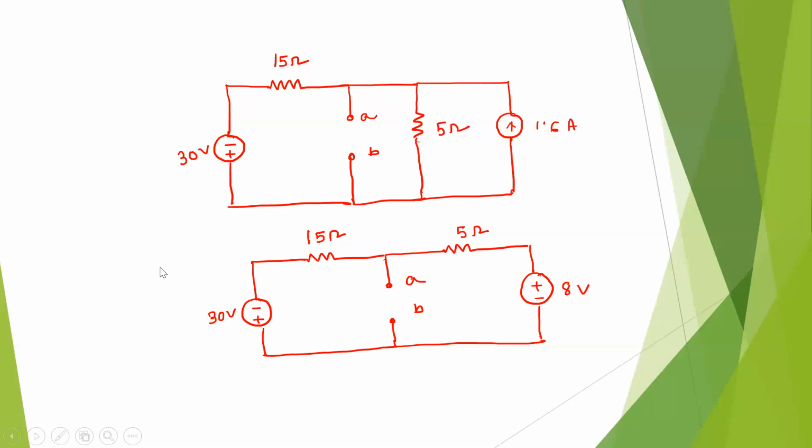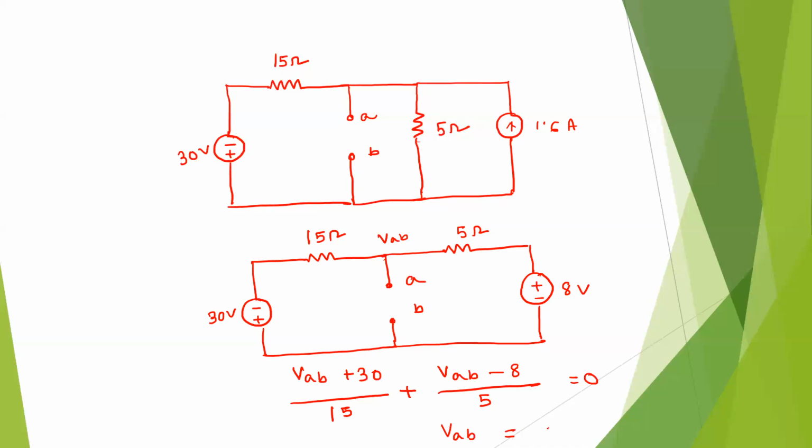So what will be the value if we consider this circuit? If we consider this node as VAB, then (VAB plus 30) divided by 15 plus (VAB minus 8) divided by 5 should be equal to 0. So from that we can calculate VAB. VAB will be equal to minus 1.5 volt. So this will be the answer.